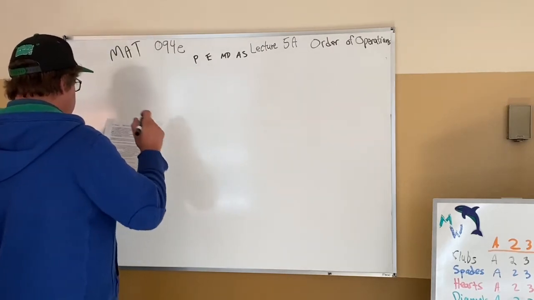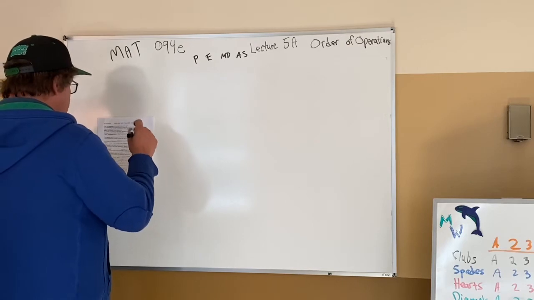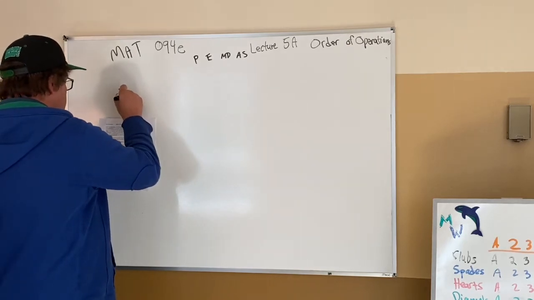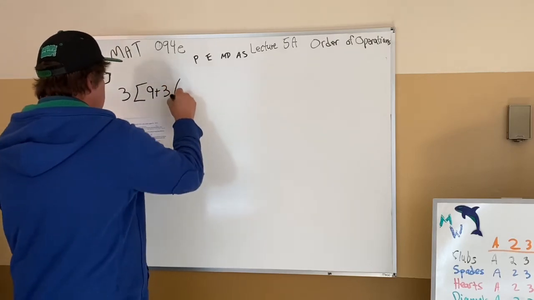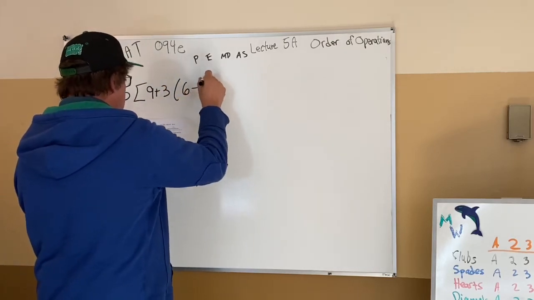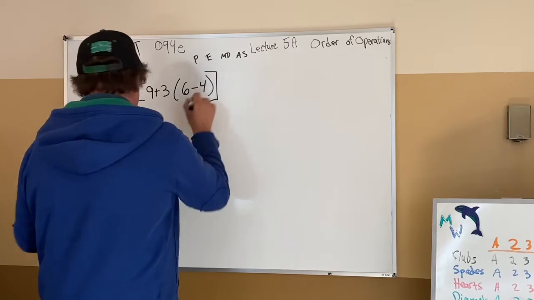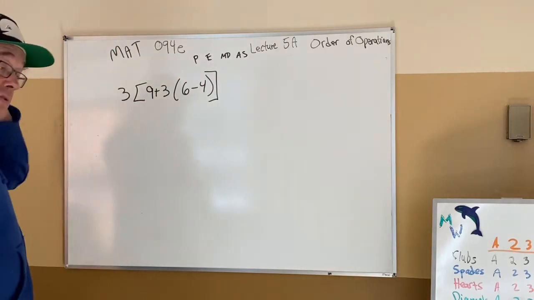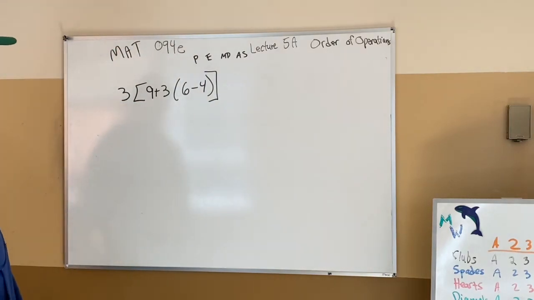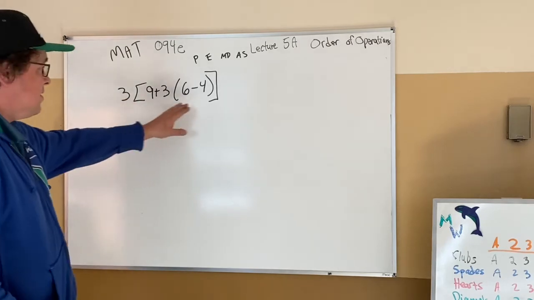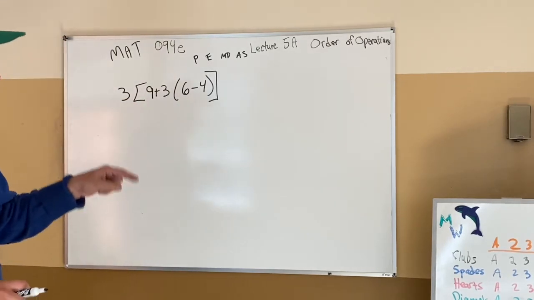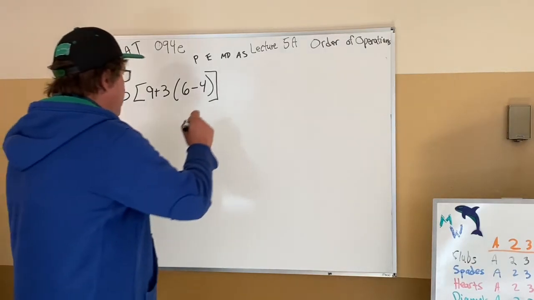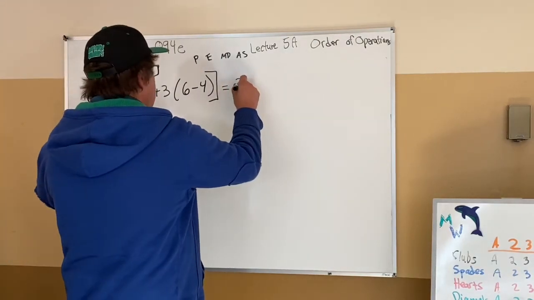All right, so a lot of times people want to quit on something like this. 3 square bracket 9 plus 3, parentheses around 6 minus 4, close the parentheses, close the square bracket. This is what I was talking about earlier when I mentioned inside the parentheses, or in this case the square brackets, you have to get a single number, but while you're inside there you have to honor the order of operations. So this 3 is going to hang out for quite some time.